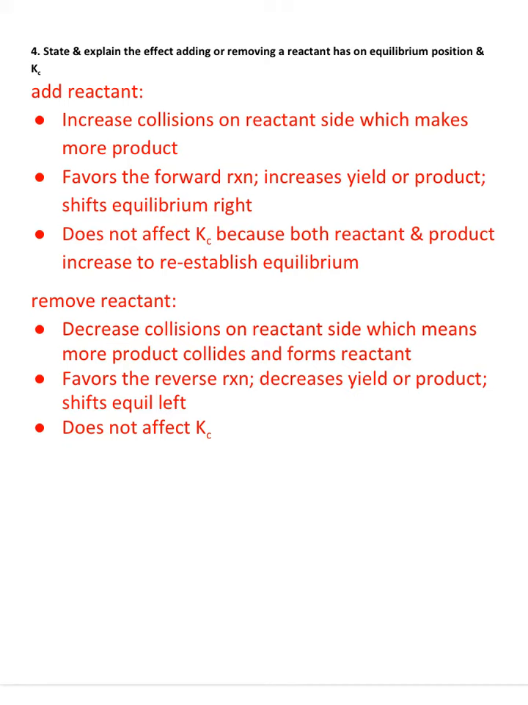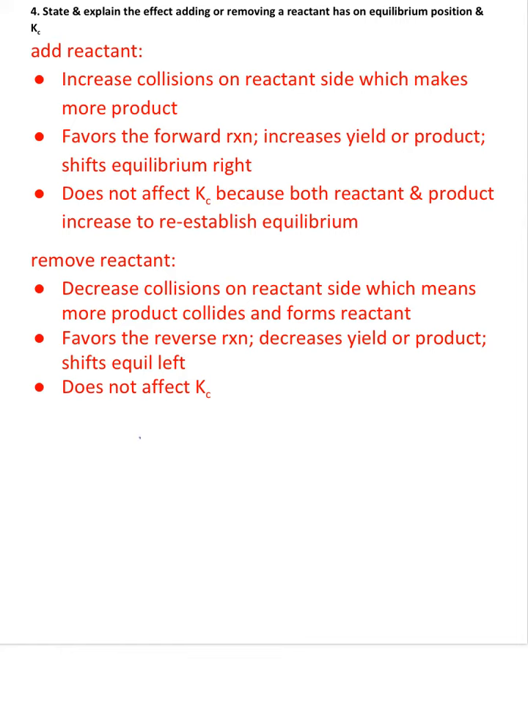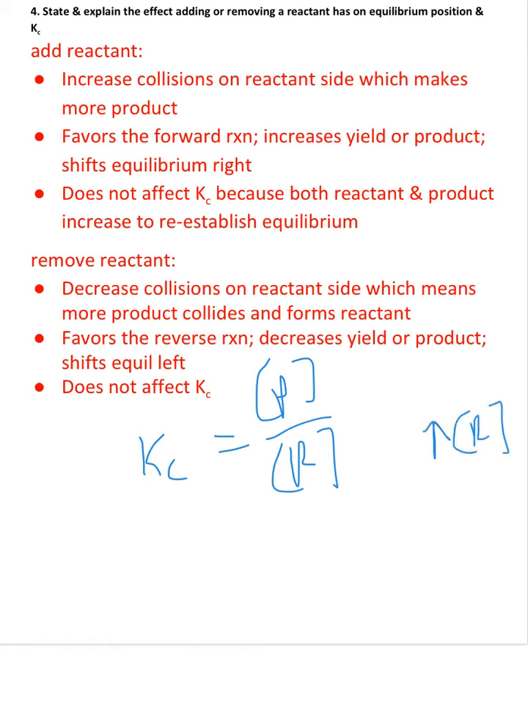It's not going to affect Kc, because if you think about it, Kc is roughly your products over your reactants, your concentration of product over reactant. So initially you increase reactant, and because of that, more collisions occur on the reactant side, so you end up increasing product. And when equilibrium resumes, this ratio is going to be exactly the same as it was before. So it doesn't matter if you add reactant as far as Kc. It will increase your yield temporarily, and then equilibrium will be reestablished.